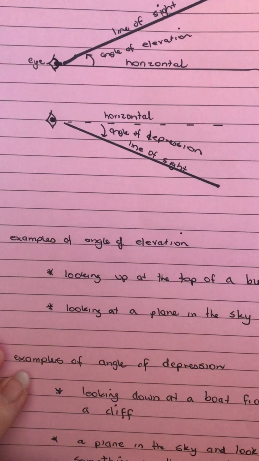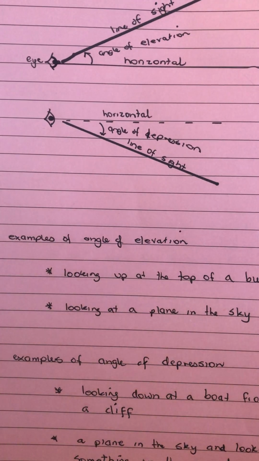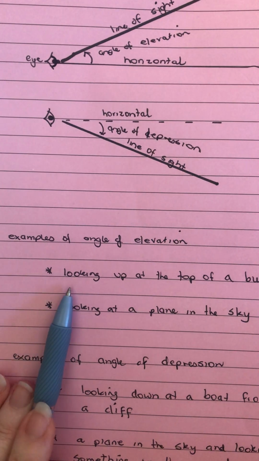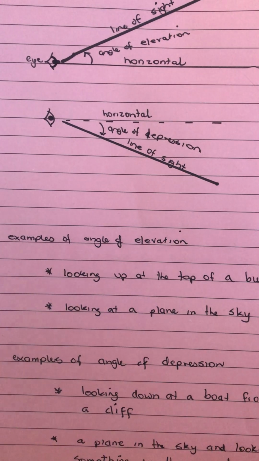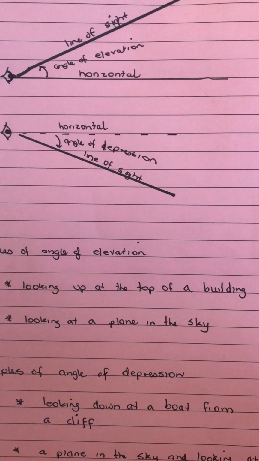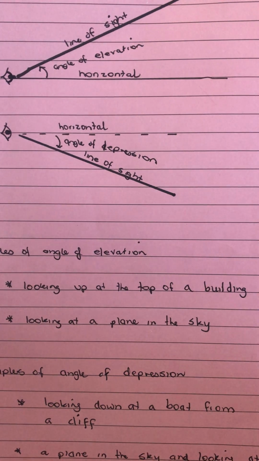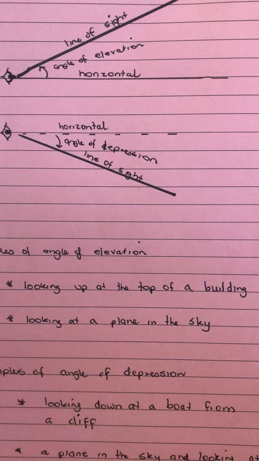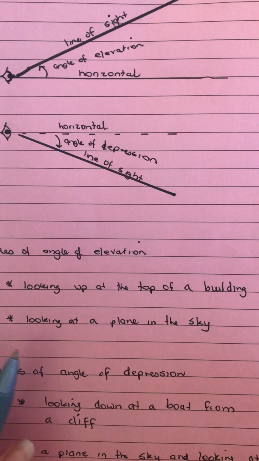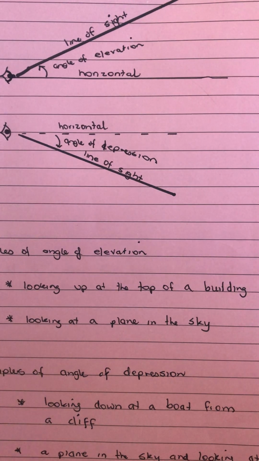So a couple of classic examples of when you'll be asked to do the angle of elevation, you might be looking up at the top of a building or a tower or a flagpole, etc. So you're looking up at something at that angle of elevation, and you might be wanting to find the distance across the ground or the height of the tower, etc. The other option might be if you're looking up at a plane in the sky or something else in the sky like a kite or a hot air balloon, etc., and you're looking up at that.